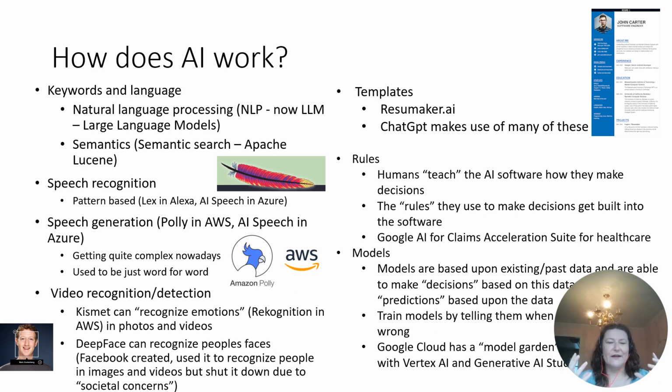They used it to recognize people in images and videos and tag people in those images and videos. They had to shut that down due to societal concerns. That's because, for example, people who were African American were getting tagged badly, or they were getting recognized less often, and that kind of thing. So people didn't like it, so they put that on hold until it gets better.